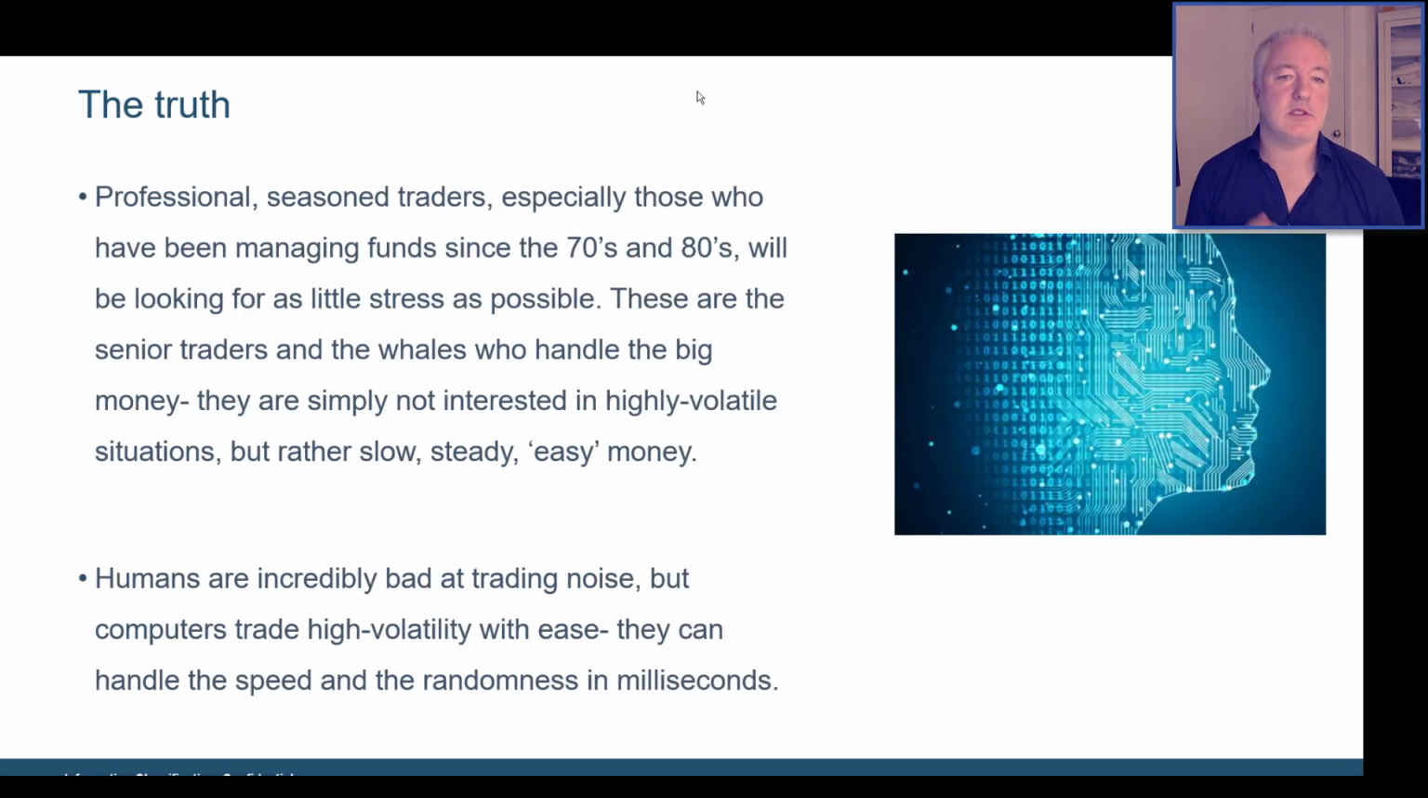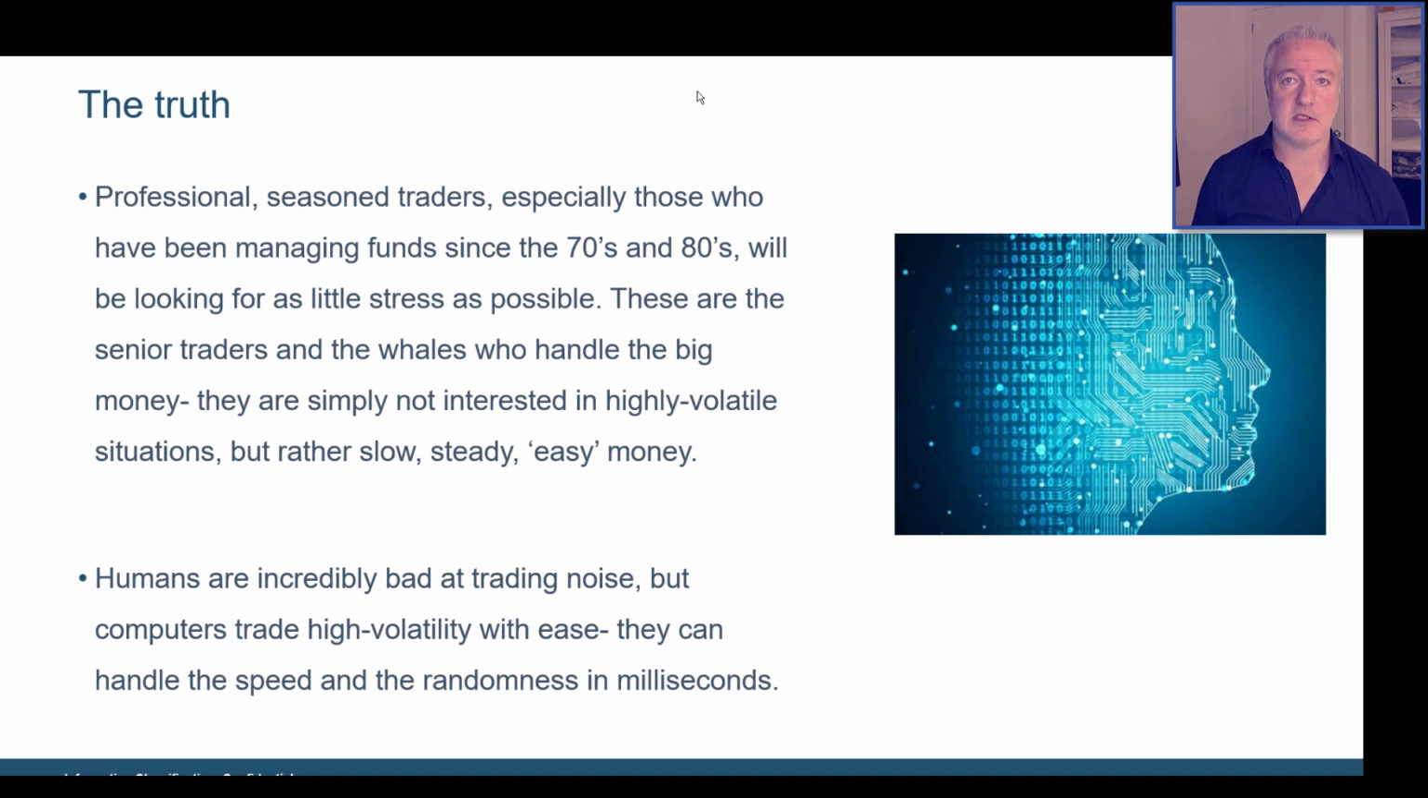So the truth is, professional seasoned traders, especially those who have been managing funds since the 70s and 80s, when trading was really kicking off, would have been mostly men. There obviously were a few amazing women like Linda Raschke who were getting in at the same time. They would have been pit traders, or traders working from clunky machines at home, or would have had a seat at the exchange. They would have been young, most likely under 30, possibly under 25, which means that today they have paid their dues.